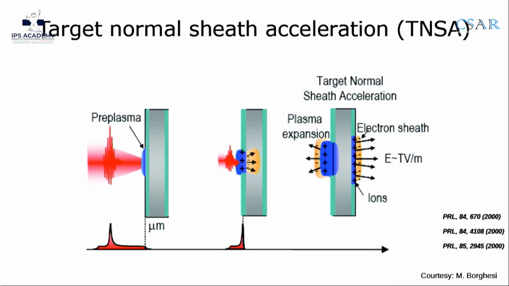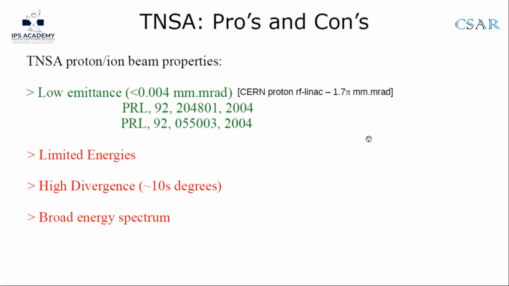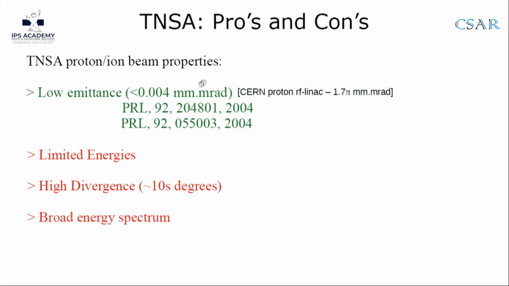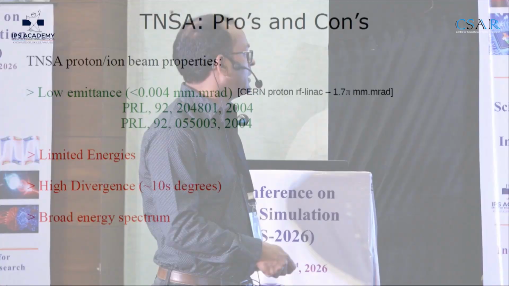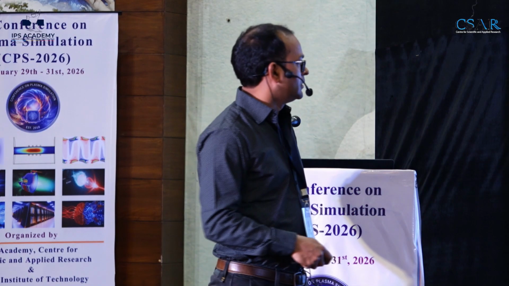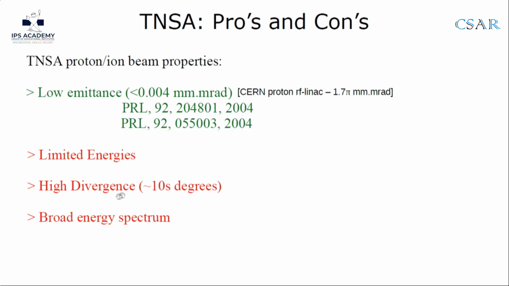A lot of work has been done on this. The benefit of this mechanism is that the emittance of the beam is very low. If you compare with the traditional RF LINAC at CERN, you can see several orders of magnitude lower transverse emittance. The challenges are that the energies are very limited. You cannot go beyond certain cutoff energies of protons. The divergence of the beam is high, and the energy spectrum is also broad.